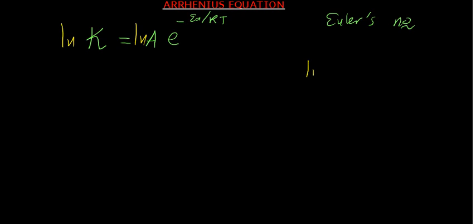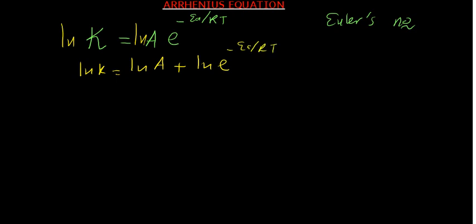Now when we have got natural log of AB, this means natural log of A plus natural log of B. So when these two are multiplying, we have got a multiplication of A and e to the power negative Ea over RT. So we can split those. So what we are going to have is natural log of k being equal to natural log of A plus natural log of e to the power negative Ea divided by RT.